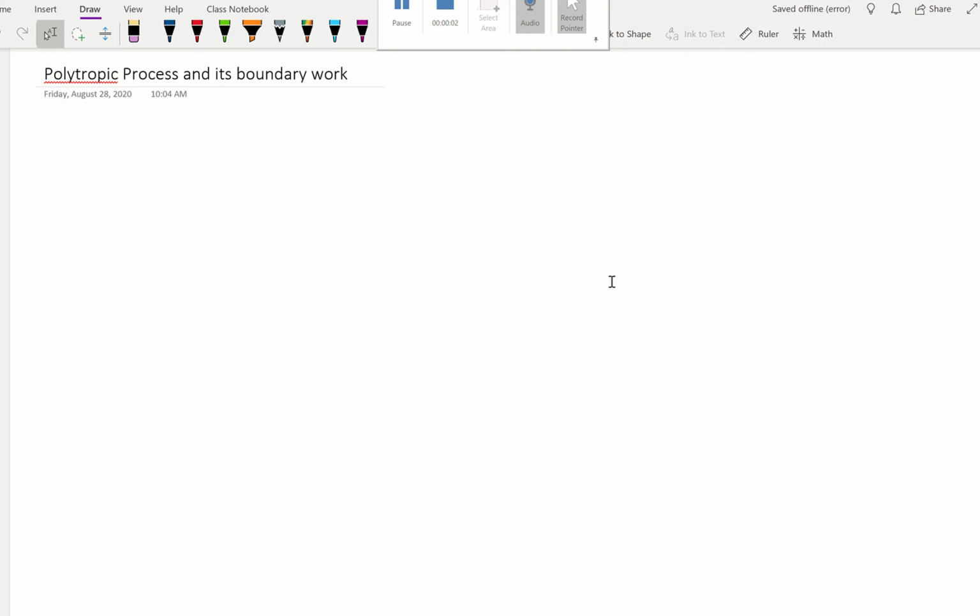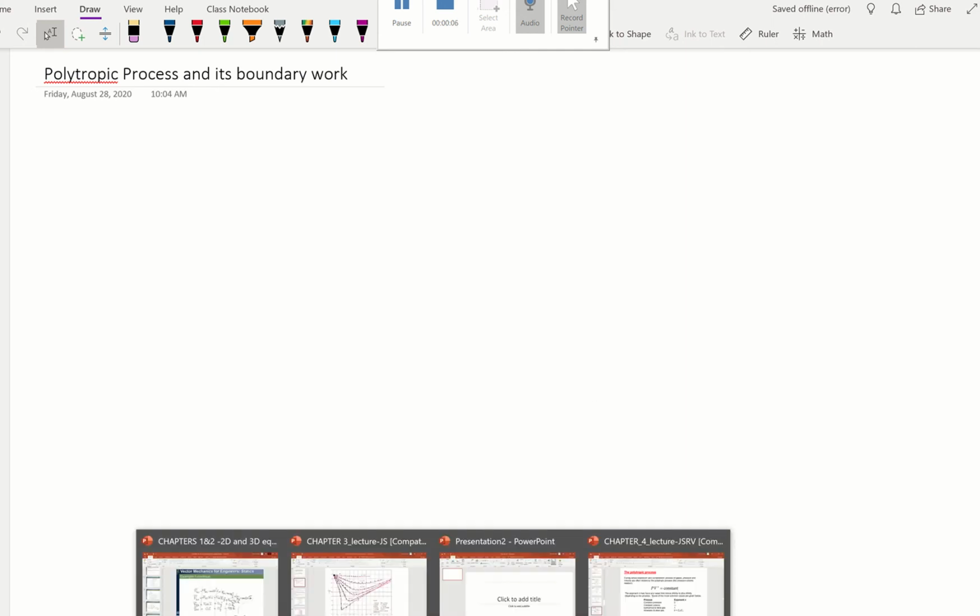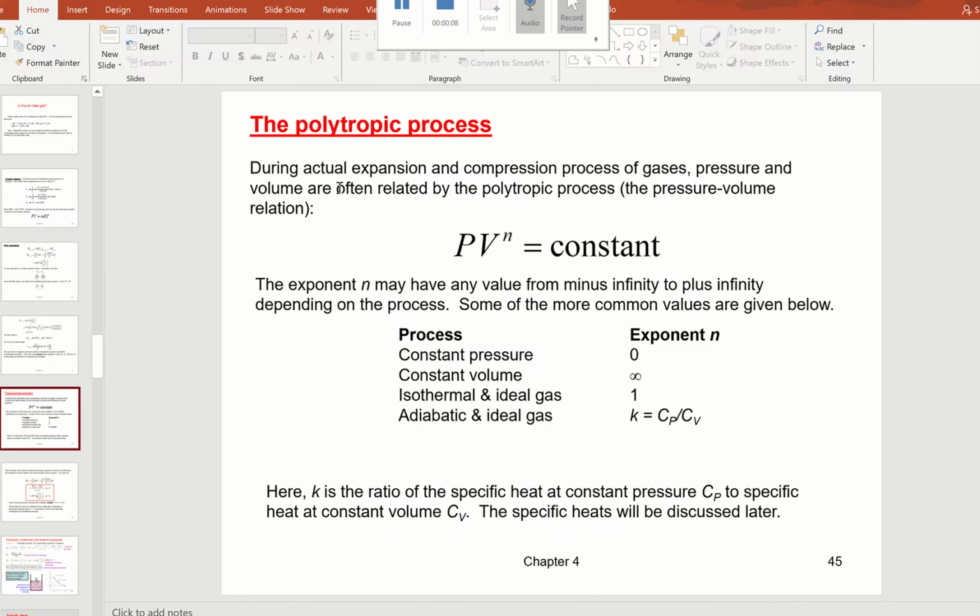Hi, in this video we're going to be talking about the polytropic process. A polytropic process is basically during the expansion and compression process of gases. The pressure P and the volume V are related, and it's called polytropic because there's an n as an exponent here. A polytropic process is a pressure-volume relationship.